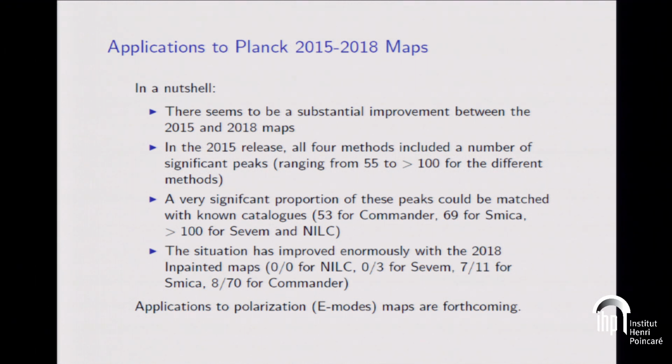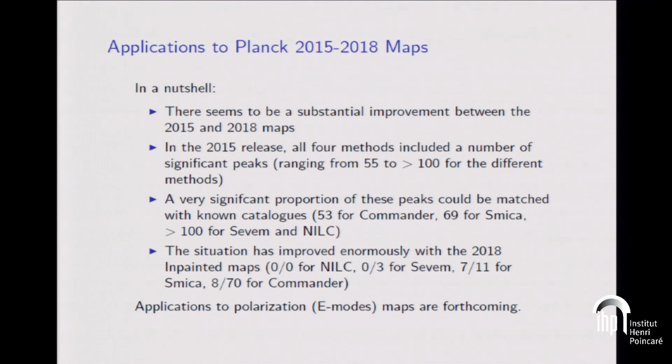Improved with respect to the previous ones, because still in the 2015 release, we had a number of significant peaks that we could see in the maps, okay, for these 4 different methods, which are SMICA, NILC, Commander, and SEVEM. So these were ranging from 55 to more than 100 according to the method. And for instance, of these 55 point sources that were detected in a map, 53 of them we could find an analog in a point source catalog.